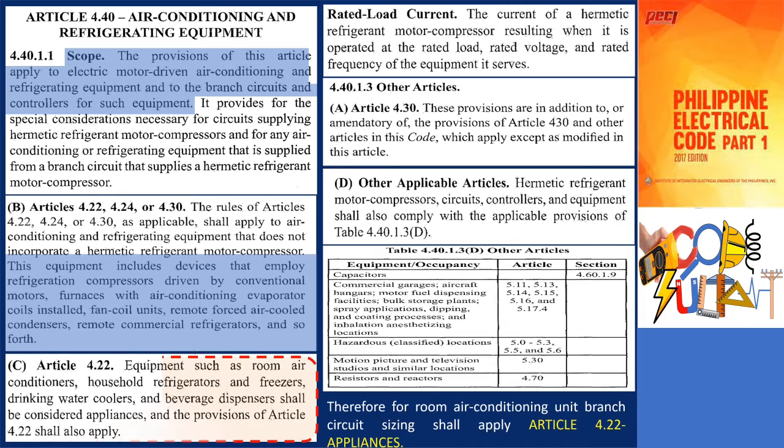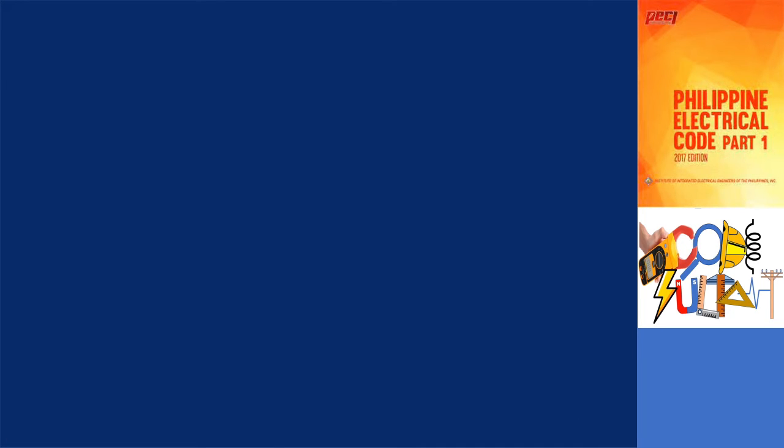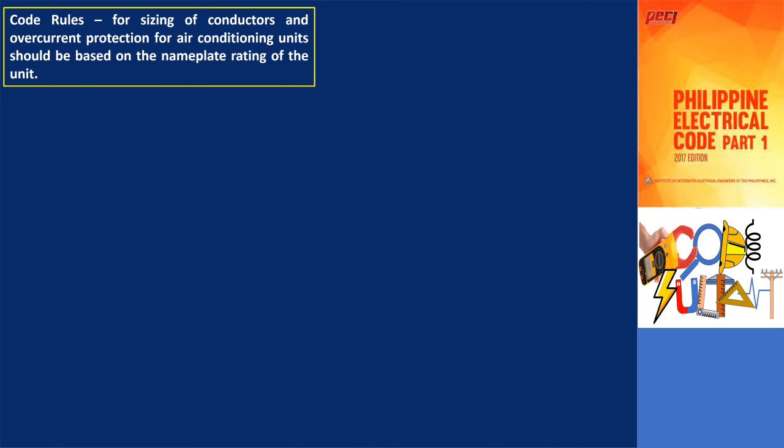Equipment such as room air conditioners, household refrigerators and freezers, drinking water coolers, and beverage dispensers shall be considered appliances, and the provisions of Article 4.22 shall also apply. Therefore, for room air conditioning unit branch circuit sizing shall apply Article 4.22 appliances. The rules in the code regarding conductors and branch circuit protection for air conditioning units are relatively straightforward. Typically, the manufacturer provides all the necessary details, which are usually displayed on the nameplate rating of the air conditioning unit.